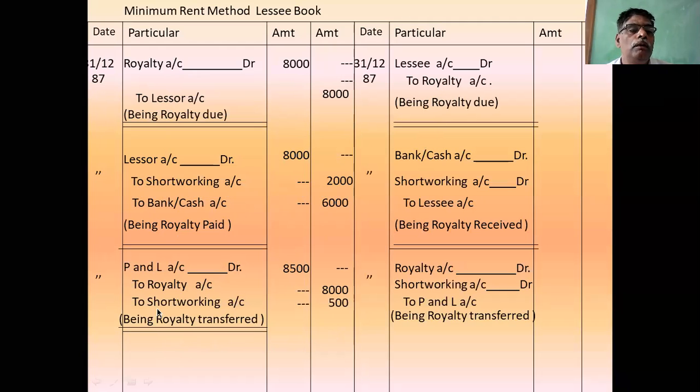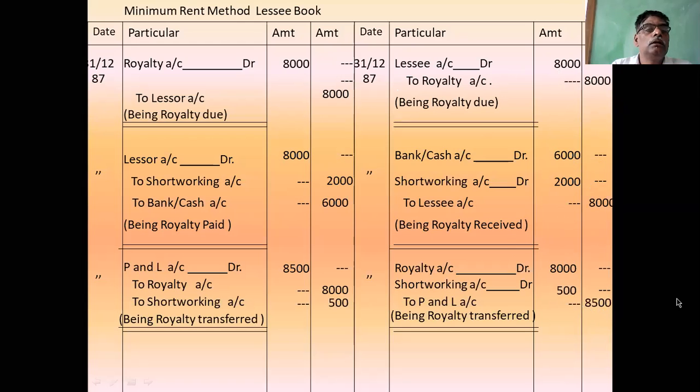Okay. Whatever debited here, credited in the another book. And name is changed. Lessee to lesser. Fill the amount. 8,000 royalty. 8,000 royalty. 6,000 paid to the landlord. 2,000 recovered. Total is 8,000. Total is 8,000. And royalty 8,000. Short working 500 goes to P&L account. Goes to P&L account. It is the third year. Okay. Clear.